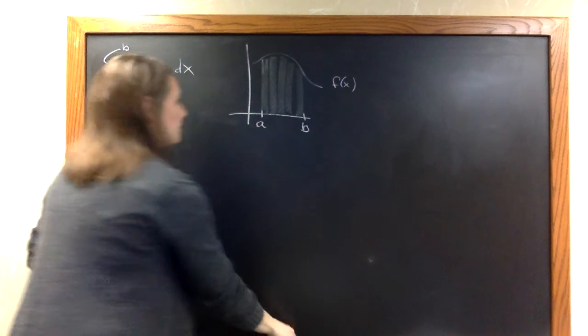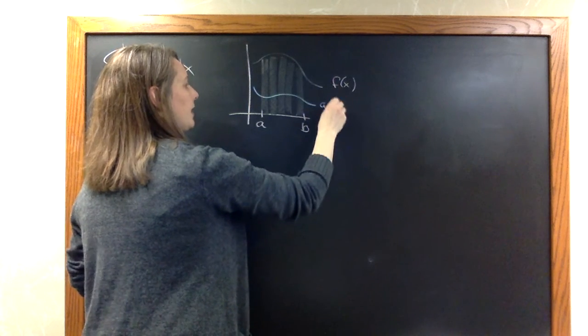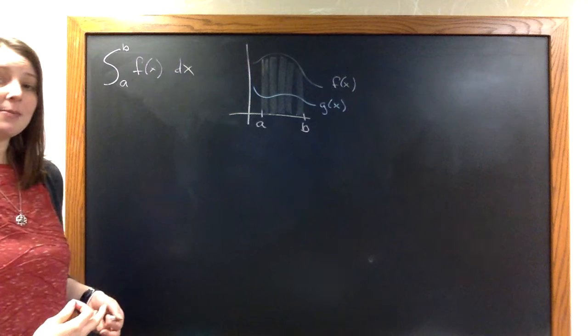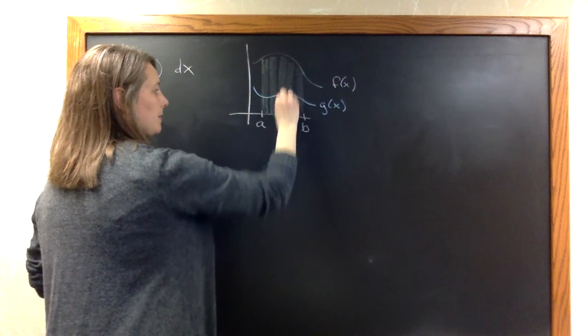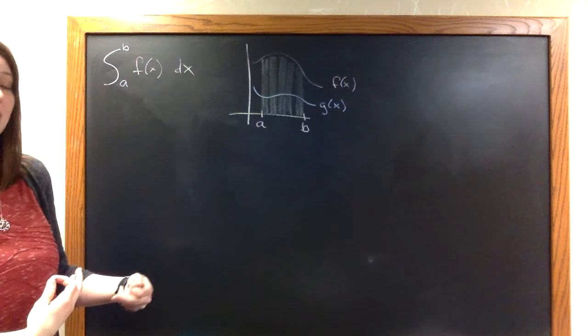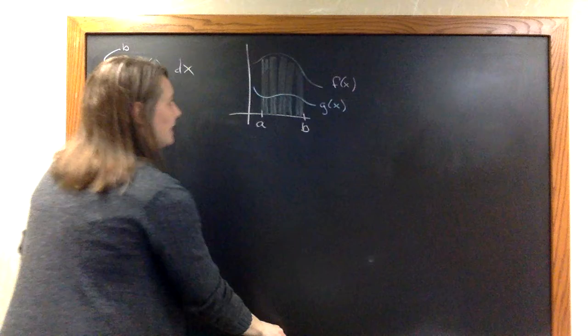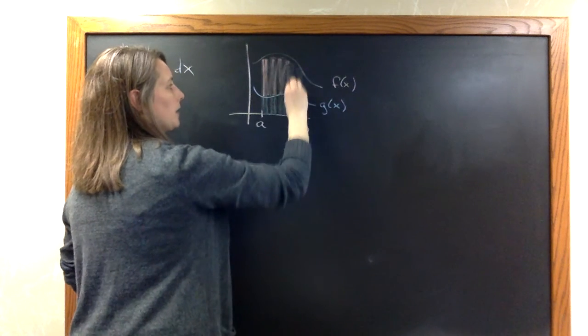Now, let's say we also have another function. Put it here. We'll call this function g of x. We can do the same thing with that. We can find the area under g of x using the same thing. Now, what we want to focus on in 7.1 is how do we find the area in between these two curves.